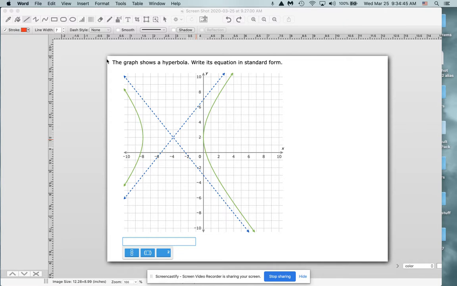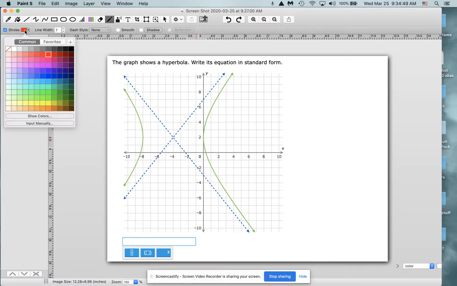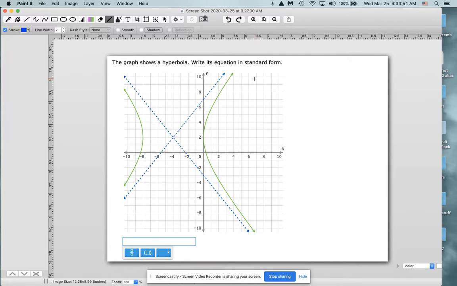So my distance A, I'm going to write that up here somewhere. Change this to a different color. A is 4 units because the transverse axis is 8. From here to here is 8 units, or we got 1, 2, 3, 4.